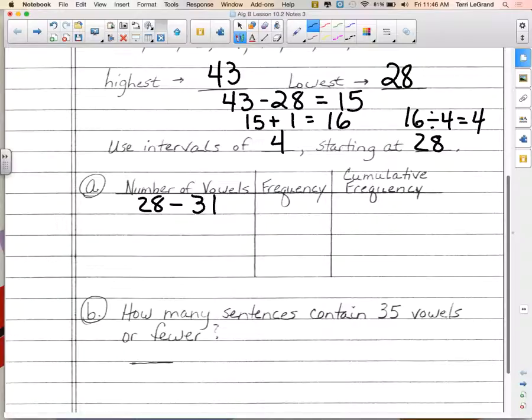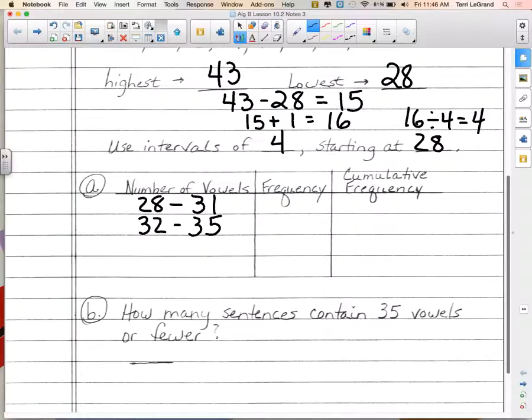What would our next interval be? 32 through 35. Okay, notice it looks like it's only 3, doesn't it? Because you remember, we add 1 for the other end. So 3 plus 1 is 4. If we made it 36, 32 to 36, that would really be an interval of 5.